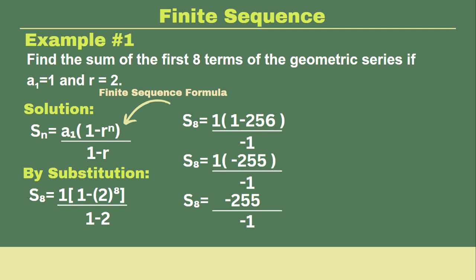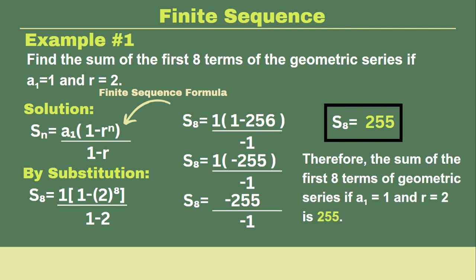And lastly, S sub 8 is equal to negative 255 over negative 1. And the result is S sub 8 is equal to positive 255. Therefore, the sum of the first 8 terms of the geometric series is 255.